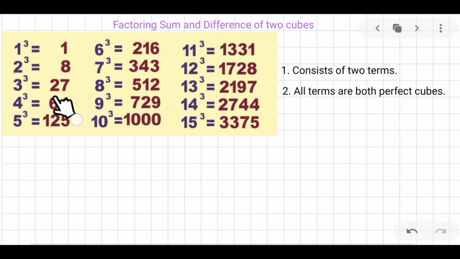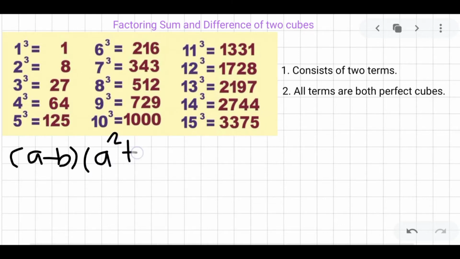So, 27 is also perfect cubes kasi 3 times 3, 9. 9 times 3 is 27. Therefore, 27 is also perfect cube. So, ito yung listahan ng perfect cube natin. So, I'm gonna give you an example of sum and difference of two cubes. So, we have the factor of a minus b times a squared plus ab plus b squared.